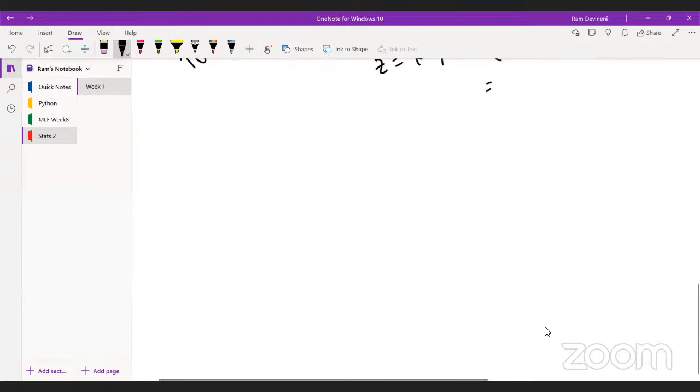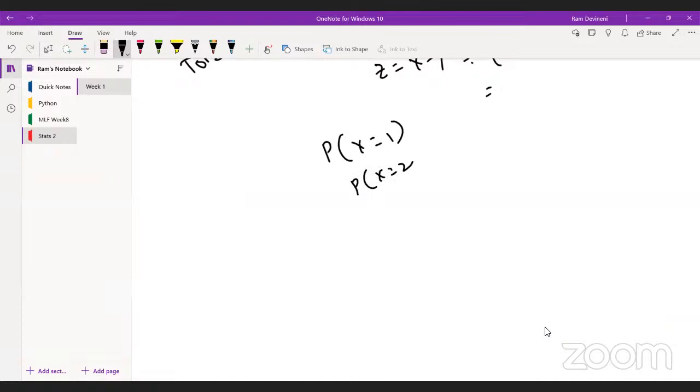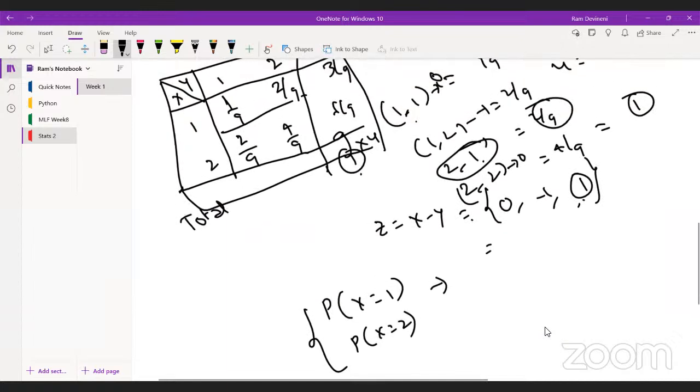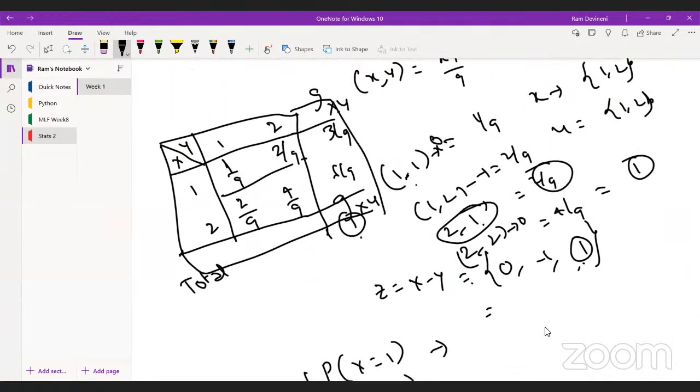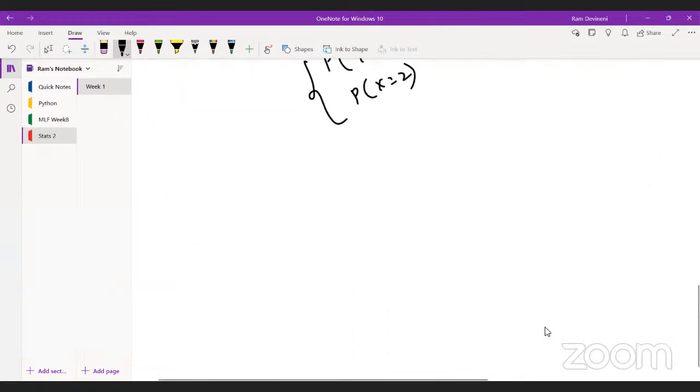But before, when we had a random variable, we used to look at p of x equals to 1, p of x equals to 2. This is a marginal distribution, right? This is a marginal PMF now. So how do you get this marginal PMF from a joint mass distribution? So how do you get that?